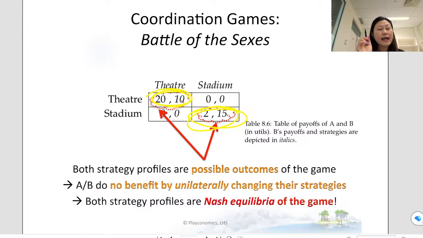Now, there are ways to narrow it down though. Because if we look at the situation here, 20 and 10 are more equally distributed. But on top of it, their total payoff is 30.